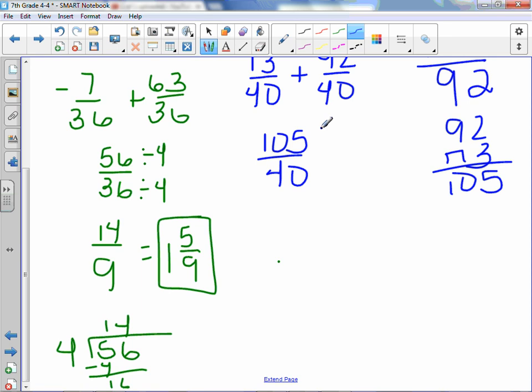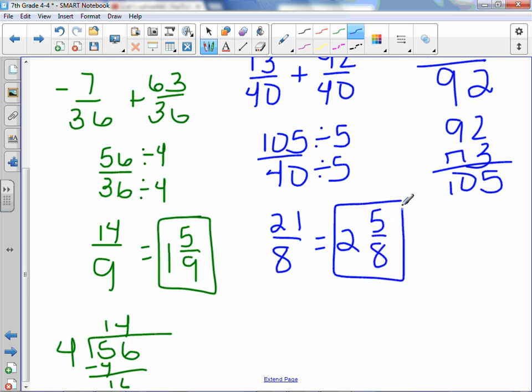I can divide definitely by 5. I don't know if I can divide by anything else yet. I would get 21 over 8. And it would go in 2 times, so this would be 2 and 5/8.